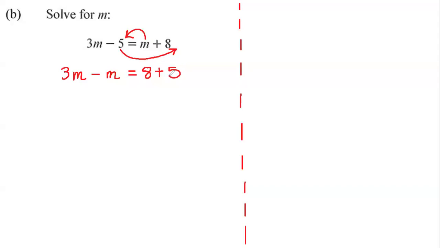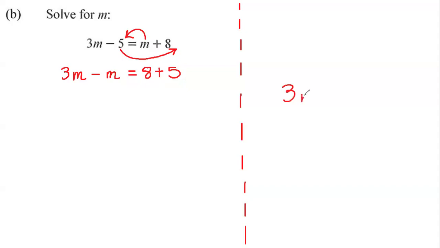And so what are we going to do? 3m minus m is going to be what? 2m. How do you get 2m? Because 3m minus m. Someone said 2m squared. No, sir, just 2m, because there's an invisible 1 by the m.